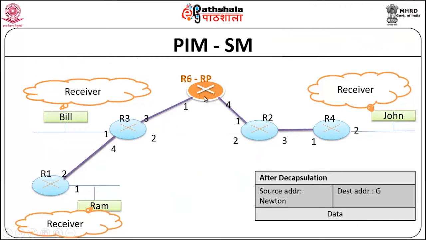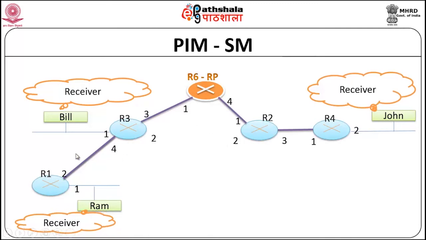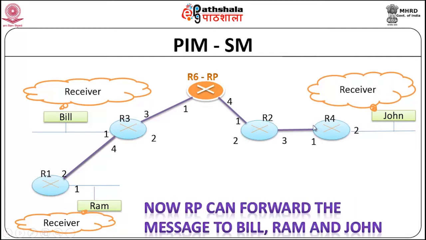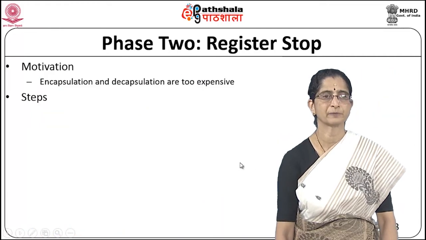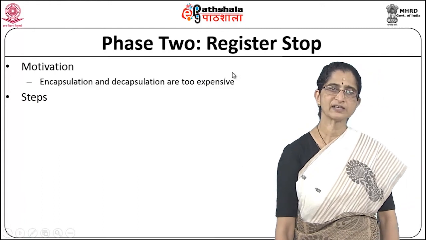Now when the RP receives this, it will decapsulate it, and it will find that it is a multicast packet with source address Newton and destination address G. So it already knows what to do with the star comma G entry. It will forward it on both the links connected to interfaces 1 and 4, which are connected to R2 and R3. The receivers will now receive this packet. The RP can similarly forward the message to Bill, Ram and John, along the path that has already been constructed. This is what happens in the first phase of the protocol. You can see that packets are being forwarded. Now the second phase is called the register stop phase.